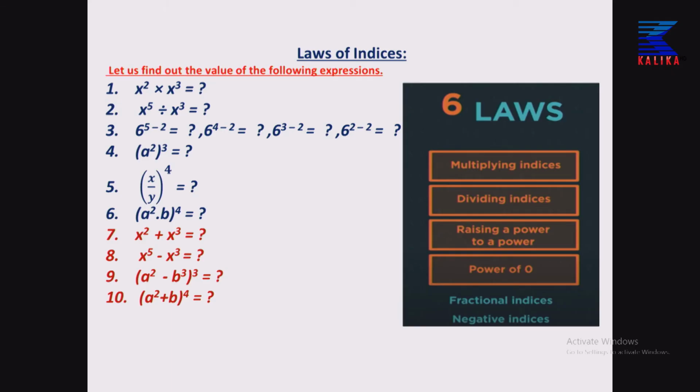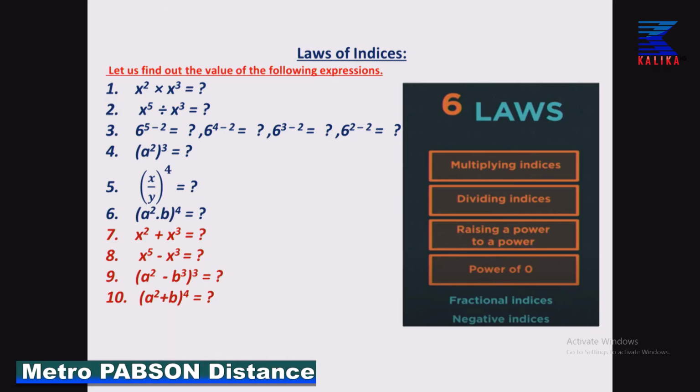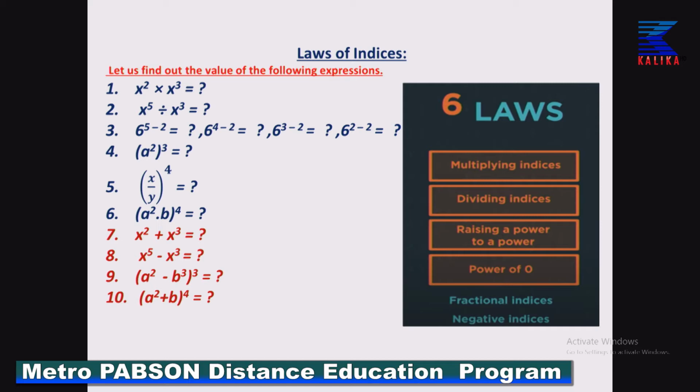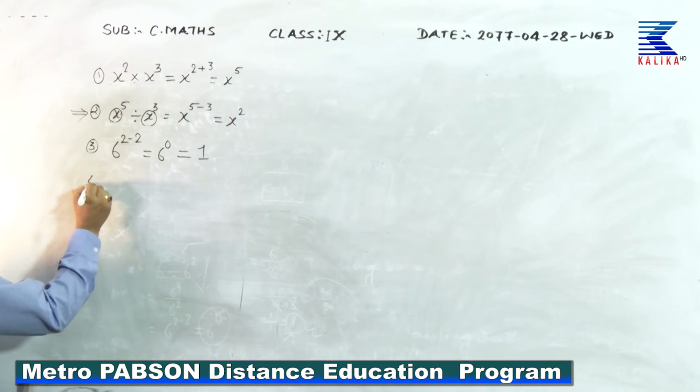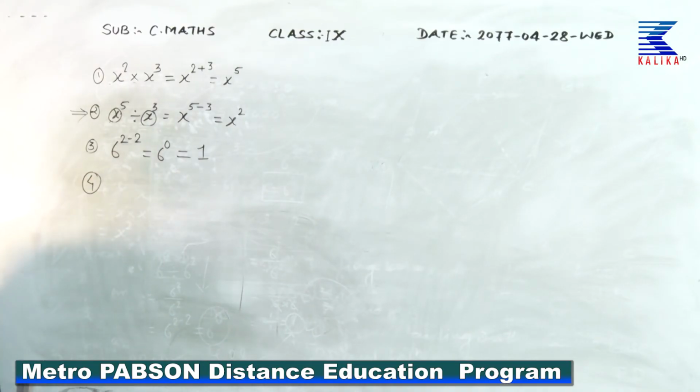Now, let me see fourth number again. You have seen in the slide, dear student, on the right hand side you can see 6 laws. Out of 6 laws we have already discussed multiplying indices, and dividing indices. Raising a power to a power of 0 also we have done actually. Now we go to raising a power to a power. Okay. Now, let us see fourth number example, again concentrate on the board.